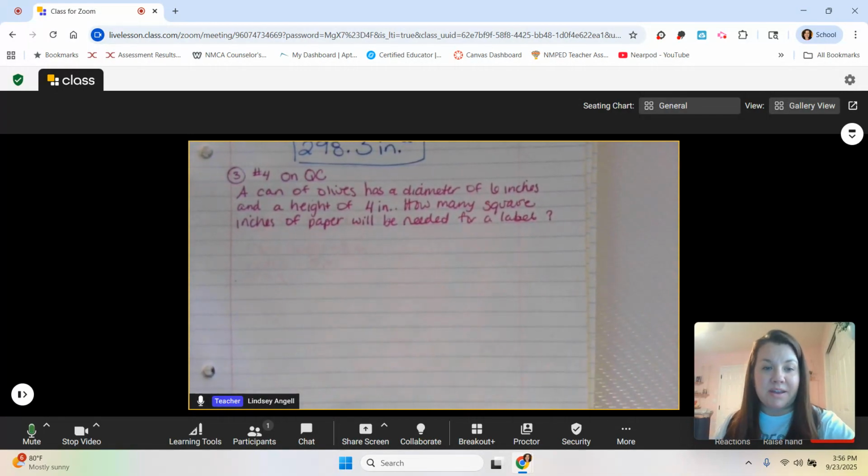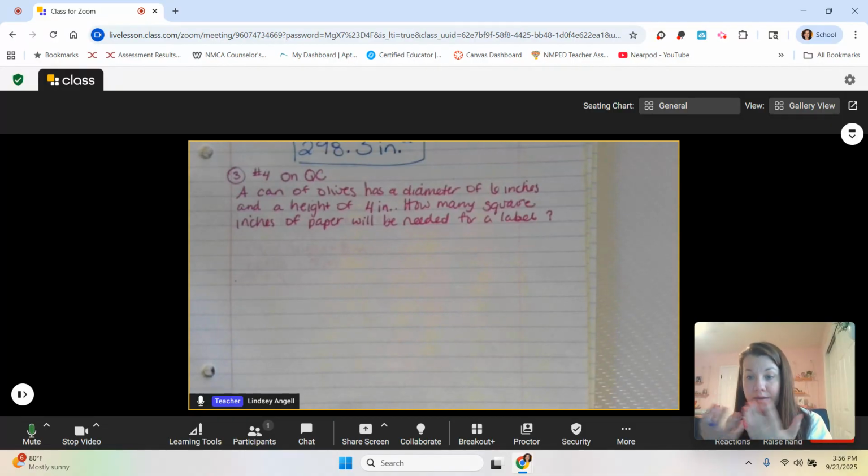Okay, with this one, number 4 on your quick check. A can of olives has a diameter of 6 inches and a height of 4 inches. How many square inches of paper will be needed for a label? So I want you to think about this, right? If we're only focused on the label, picture a can in your head, right? The label is never on the bottom and it's never on the top.